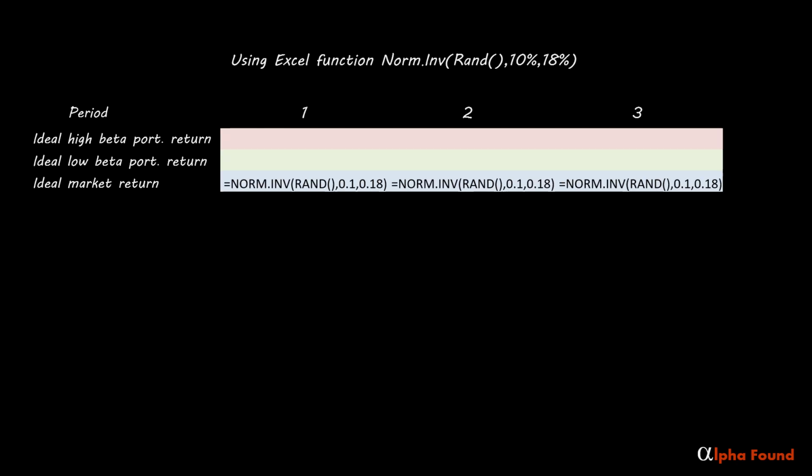Using Microsoft Excel, excess returns for an ideal market portfolio were generated for 30 time periods using an expected mean excess return of 10% and standard deviation of 18%. This was performed for each of 30 time periods using the Excel function shown here at the top of the page. Only 3 time periods are shown to demonstrate the method. The returns for the ideal portion of the high and low CAPM beta portfolios were directly calculated by multiplying the ideal market return each period by its respective ideal beta.